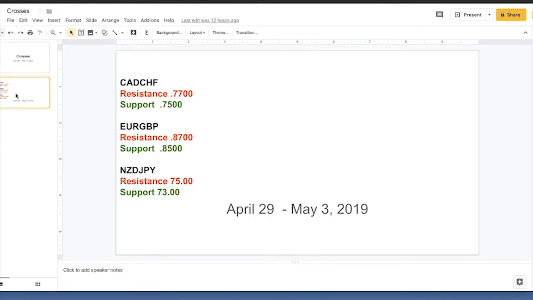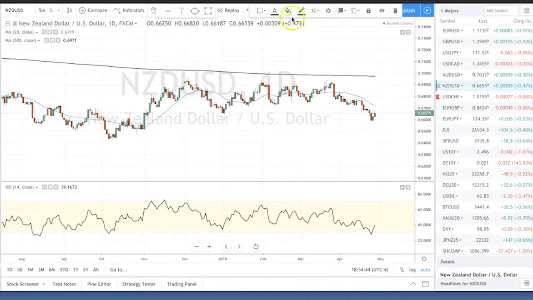I like CAD Swiss. I like that to the upside. We'll take a look at the chart and I'll show you why I think it could be an interesting trade. The resistance here is 77, support is 75. I also like Kiwi Yen to the upside with resistance at 75 and support at 73, and Euro Pound to the downside with support around 85 and resistance 87. So let's just take a look at each one of these in separate view.